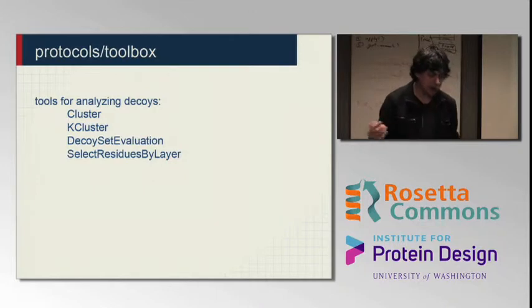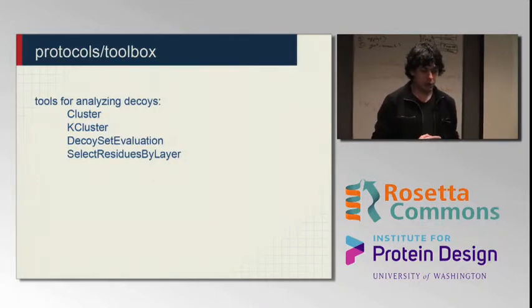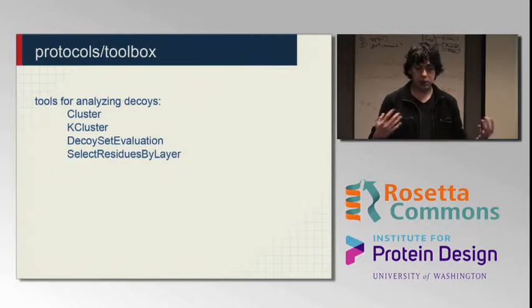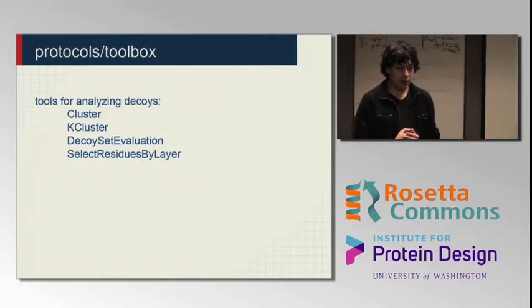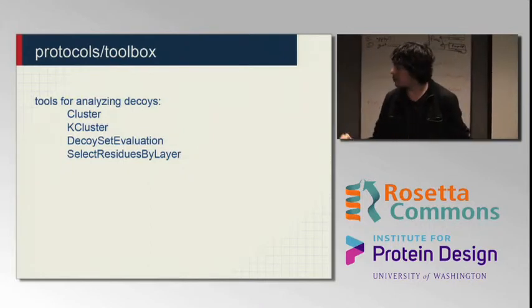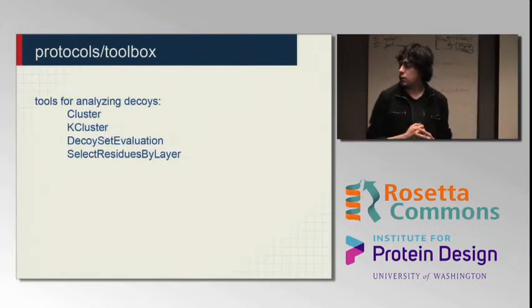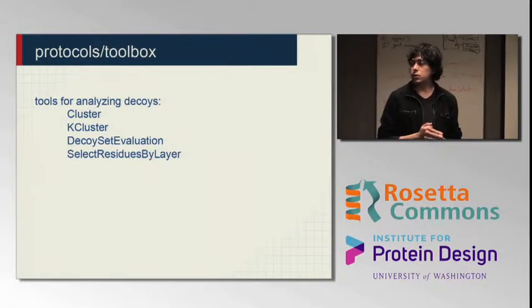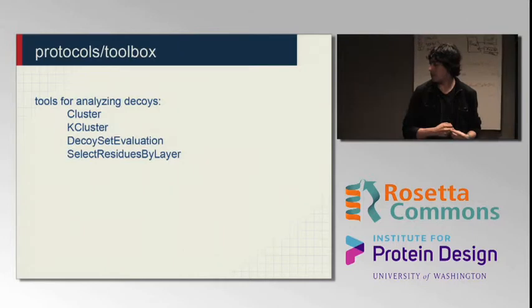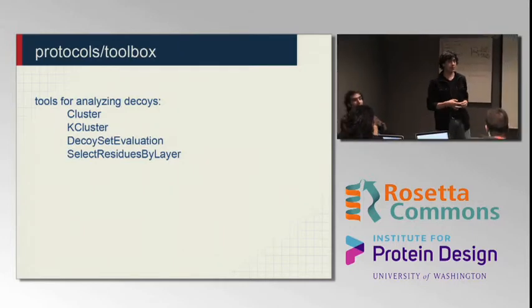Okay, so here you have tools that allow you a little bit more complex operations, like clustering, evaluating decoys, and selecting residues by different layers. So my friends' design by layer now lives in core. Well, before, I had to figure out a way to move this. But this is another thing about the modularity of Rosetta.